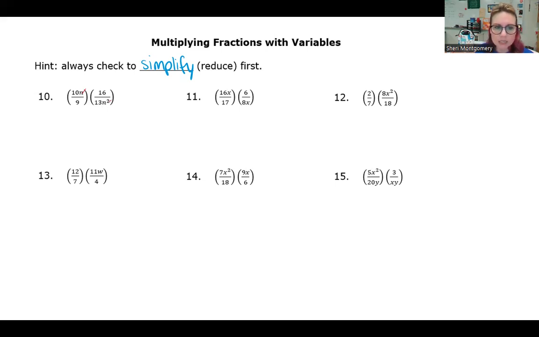So I'm just left with on the top, it's just going to be a 10 by itself. And then on the bottom, it's going to be a 13n, just one n, because one of those n's canceled out. And now if we multiply straight across, which again, this is the only one that you might have to use a calculator for, 10 times 16. You can always do 1 times 16, which is 16, and then add however many zeros are when you're multiplying by 10, 100, 1,000.